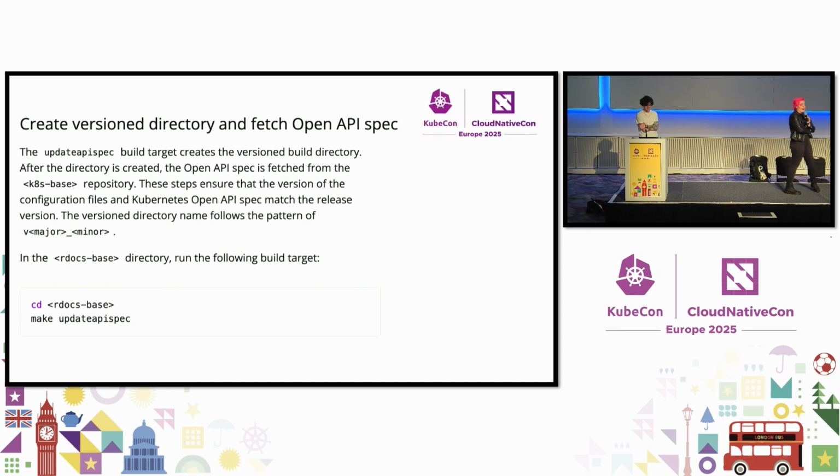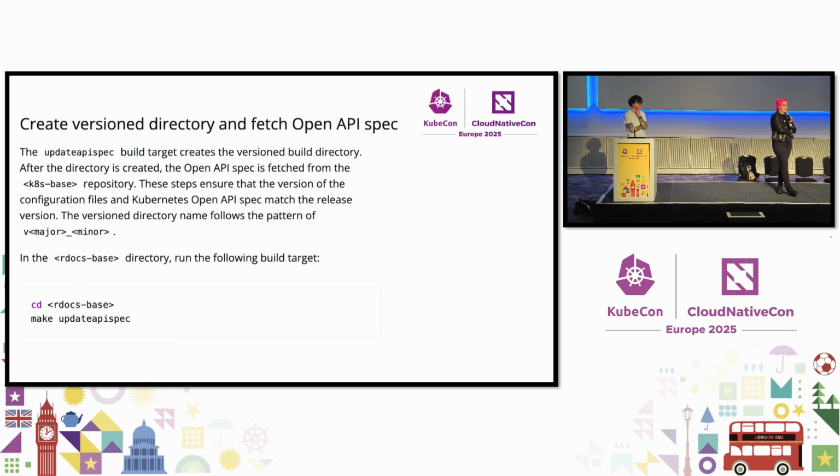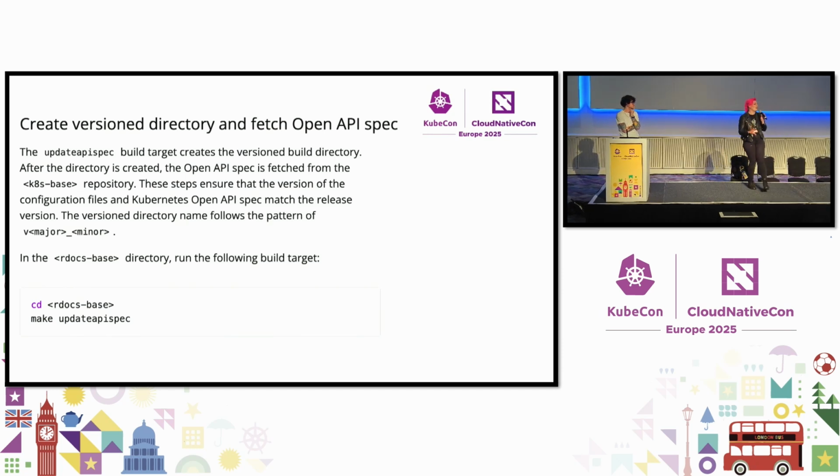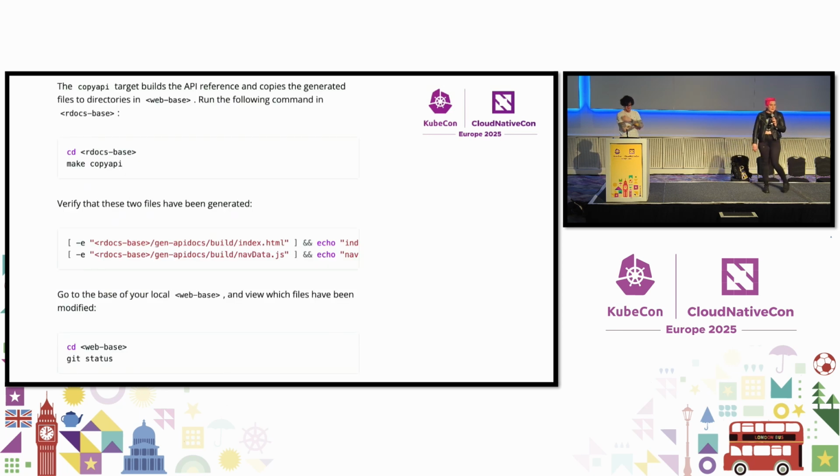This has to be done for every single release twice, so we need a versioned directory, and we've got to fetch the open API spec. This is also pretty easy. At this point, things are going well. You're not going to run into any problems just yet. All of this is going to go smoothly, but it will go off the rails pretty rapidly. This is where things start to go off the rails.